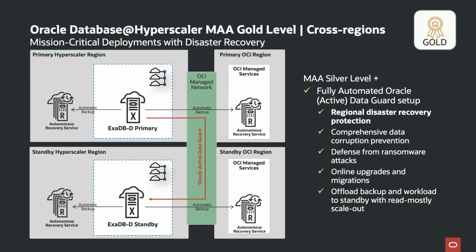And then as we look at Gold, with our cross-regional configuration, we have a bunch of different options with Active Data Guard. You can take advantage of going from availability zone to availability zone with your Data Guard configuration. So autonomous recovery service can be running in each one of those availability zones or in the nearby OCI region. And you can take advantage of the OCI managed network, which is a highly optimized, high throughput, low latency network that you can take advantage of for your Data Guard redo, allowing you to easily scale and provide that level of protection.